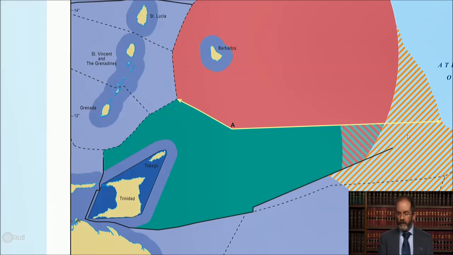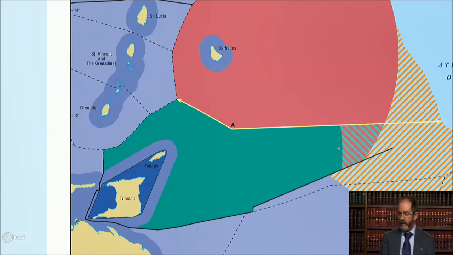But the difficulty that arises is the possibility that beyond certain median lines, there are areas that are within 200 nautical miles of Barbados, but beyond 200 nautical miles from the baselines of Trinidad and Tobago, and that's this cross-hatched area out here. So Trinidad and Tobago's 200 nautical mile line stops here. Below is the negotiated boundary with Venezuela.